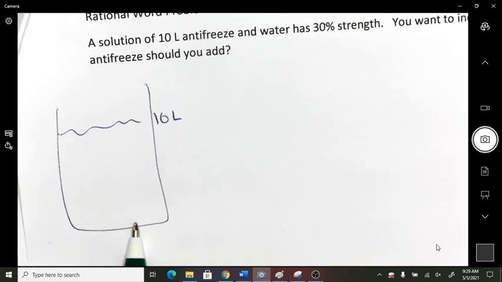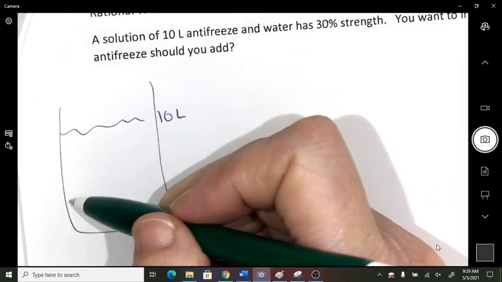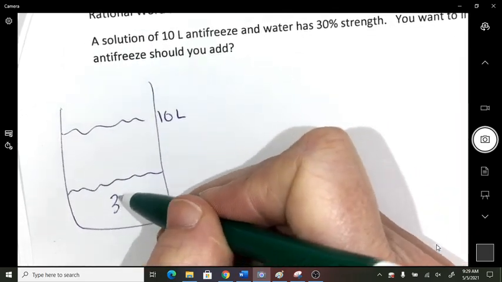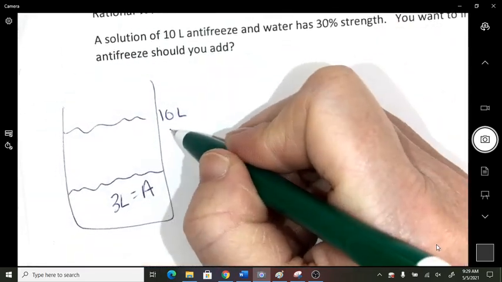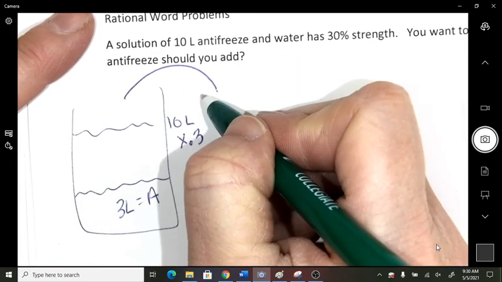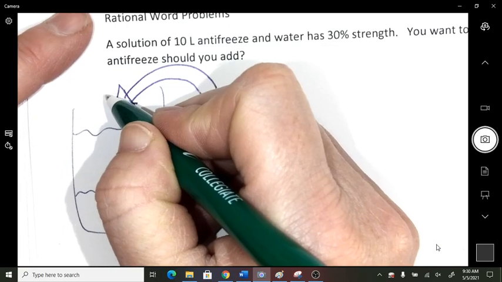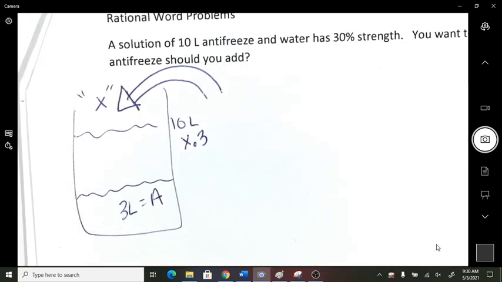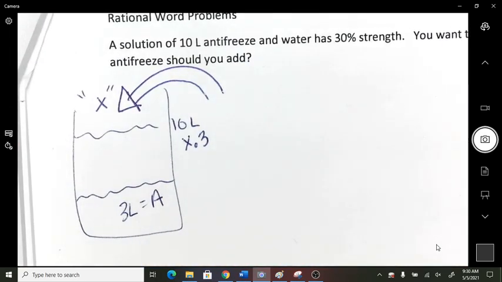30% of this liquid is antifreeze liquid. How much? 3 liters is the antifreeze. If you don't know how to do it mentally, then you can just say whatever it is times 0.3, right? That's how you do 30% of something. Okay, now I'm going to dump in more antifreeze. I don't know how much more, because I'm trying to make it stronger to 50.